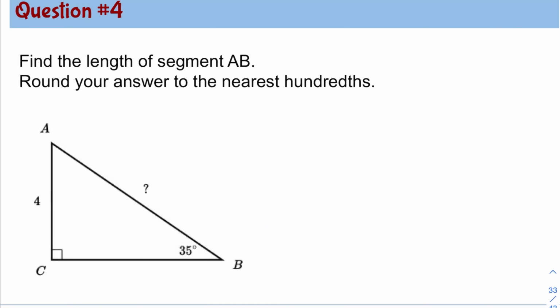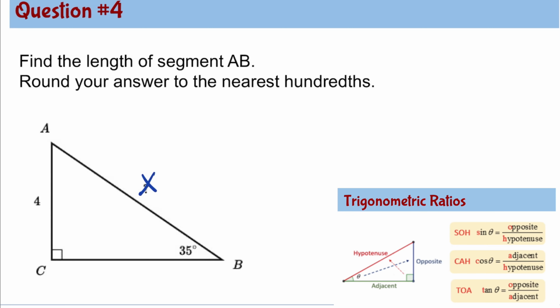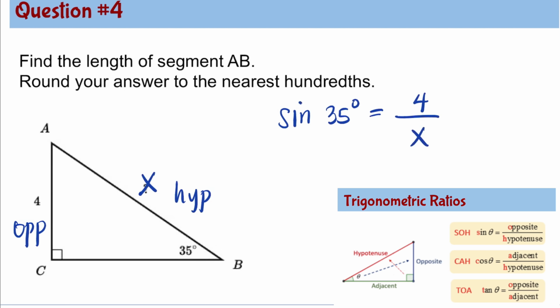Question number 4. Find the length of segment AB. Again, I will label that x. For this problem, which trigonometric ratio are we using? Sine, right? Because 4 is the opposite and x is your hypotenuse. So sine involves opposite over hypotenuse. So to set up the equation, we have sine 35 degrees is equal to opposite 4 divided by hypotenuse x.